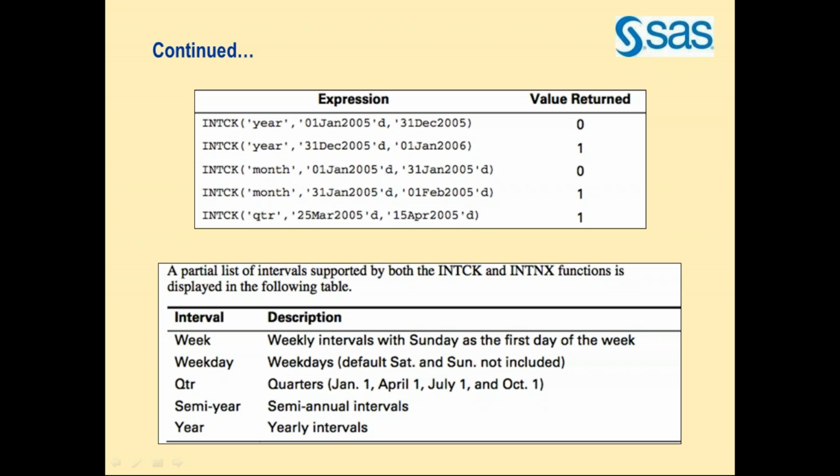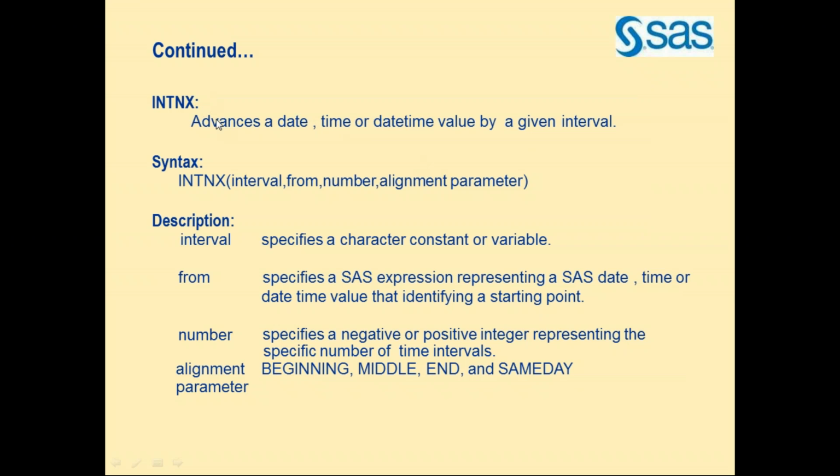So similar to INTCK, there is another function by the name of INTNX. This helps you advance a date, time, or datetime value by a given interval. Now you want to get a date after today's date, say come visit me after 3 months. After 3 months, what would be the date? That date could be the same date, or it could be the beginning of the month.